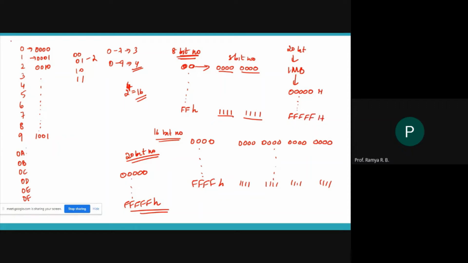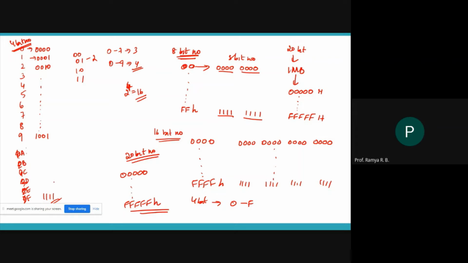FFFFFH. Look, if you want to represent a 4-bit number, where will the range go from and to? If you are representing a 4-bit number, your range will go from 0 to F. Is it visible here? The range will go from 0 0 0 0 to the last one, which will be 1 1 1 1, meaning F. This is A B C D E F. What is F? It is 1 1 1 1, correct.